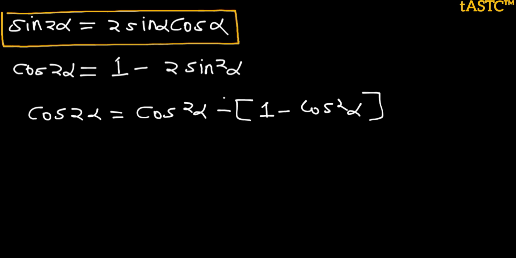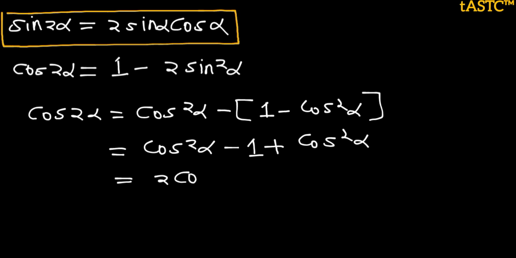So we need to take a -1 and follow that bracket with it. In this case, we're going to have cos squared alpha minus 1. And here we have a -1 multiplied by another minus, so we should have a positive there. This is going to be plus cos squared alpha. Now here we have cos squared alpha plus another cos squared alpha, so that should give us 2 cos squared alpha minus 1. So in that case, we also know that cos 2 alpha is equal to 2 cos squared alpha minus 1.